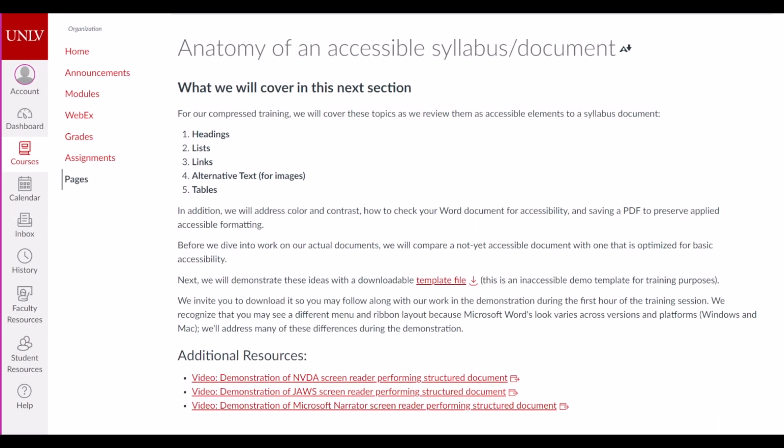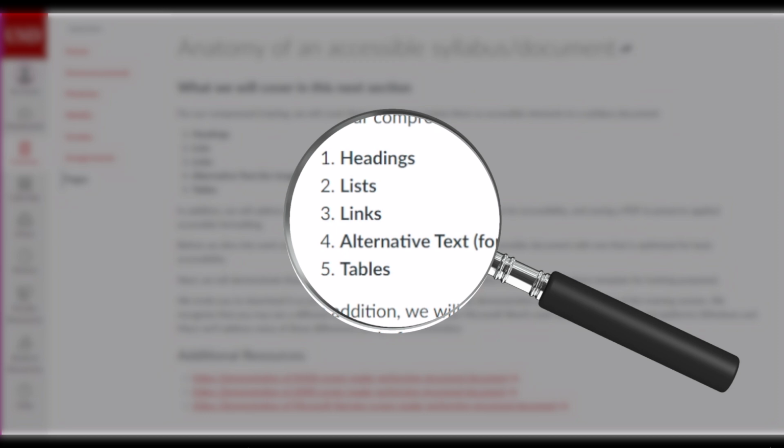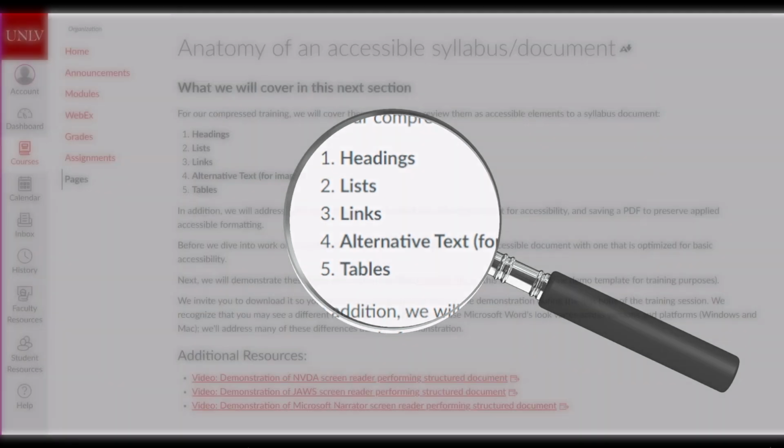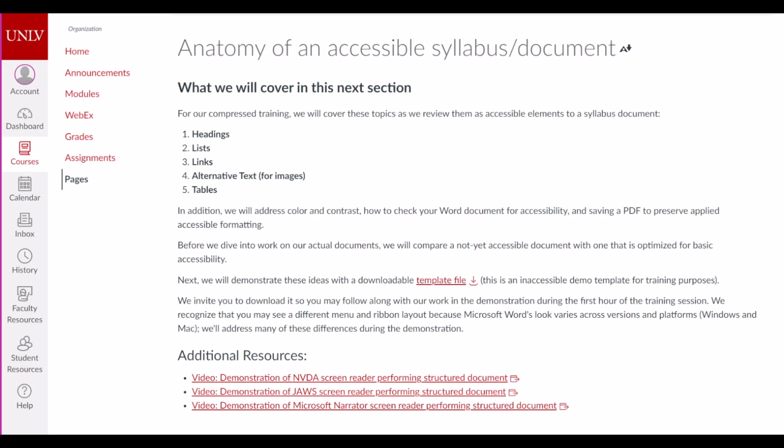Anatomy of an accessible syllabus document. For our compressed training, we will cover these topics as we review them as accessible elements to a syllabus document. 1. Headings. 2. Lists. 3. Links. 4. Alternative text for images and visuals. 5. Tables. In addition, we will address color and contrast, how to check your Word document for accessibility, and saving a PDF to preserve applied, accessible settings and formatting.